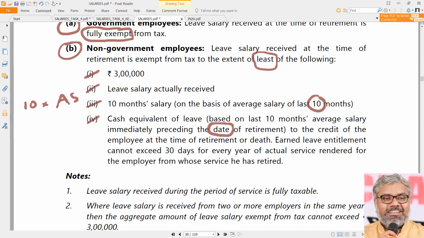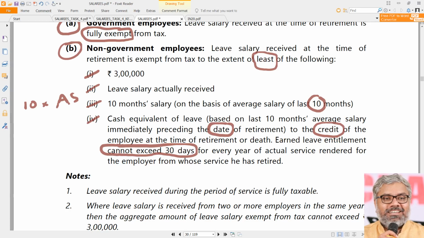Preceding the date of retirement, the 10 months average salary we have to calculate, and the cash equivalent of leave has to be calculated. Whatever is to the credit of the employee's leave account, we can say at the time of retirement or death. However, there is a condition here. The earned leave entitlement cannot exceed 30 days for every completed year of actual service, for whose leave salary we are calculating.